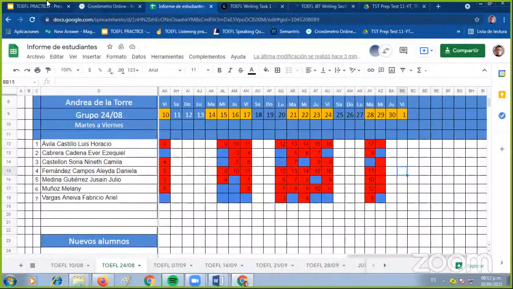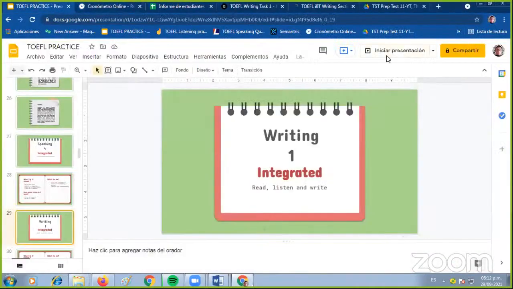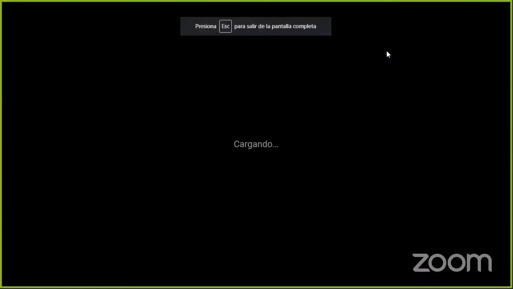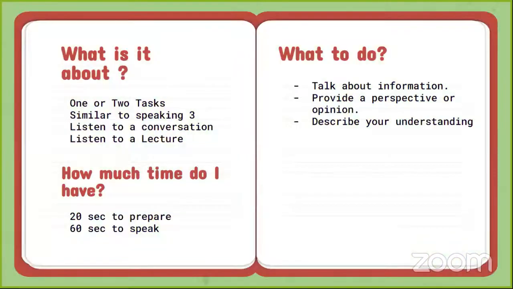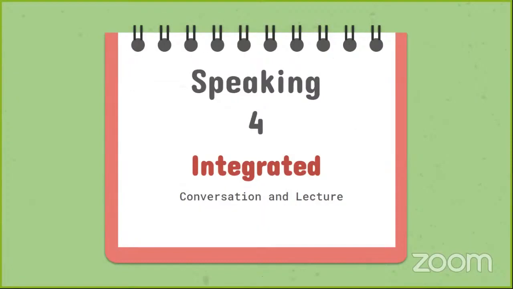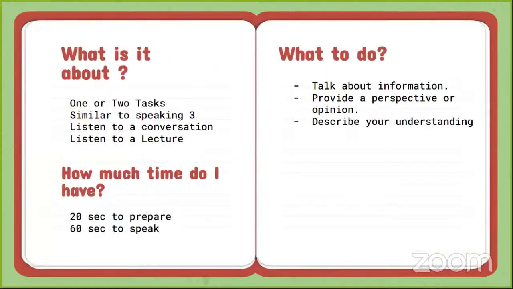Excellent. Now, as I was telling you guys, speaking 4 is about 2 tasks, task number 5 and task number 6. It is the integrated part of the speaking section. In this part, you will have to hear conversations and lectures, so be ready. What is it about?